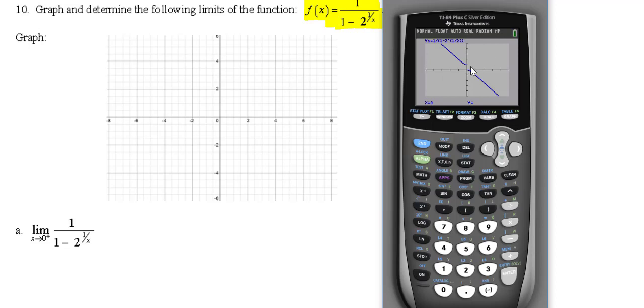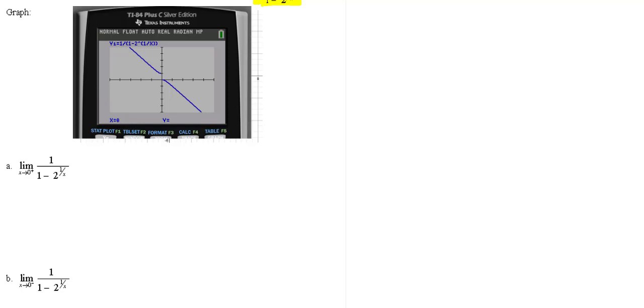So I will take this graph and draw it over here to the best of my ability. In this case, I'm actually just going to copy and paste, but I'll have the graph. And what I'm also going to do to this graph is add these holes. So there's a hole at 0, 1 and a hole at 0, 0. All right, so let's take a look at the first thing it asks me for: the limit as x approaches 0 from the right of 1 minus 2 to the 1 over x.